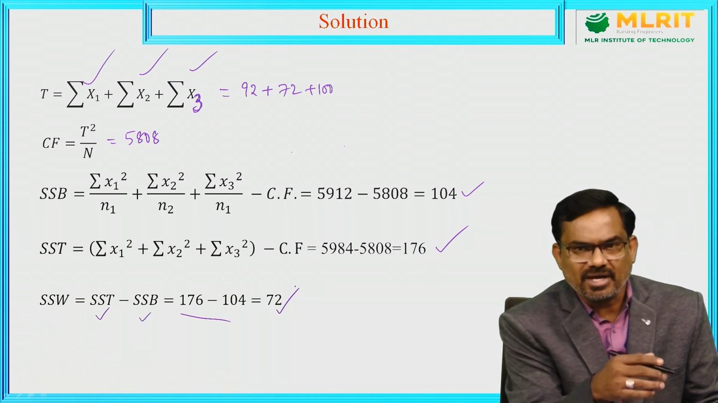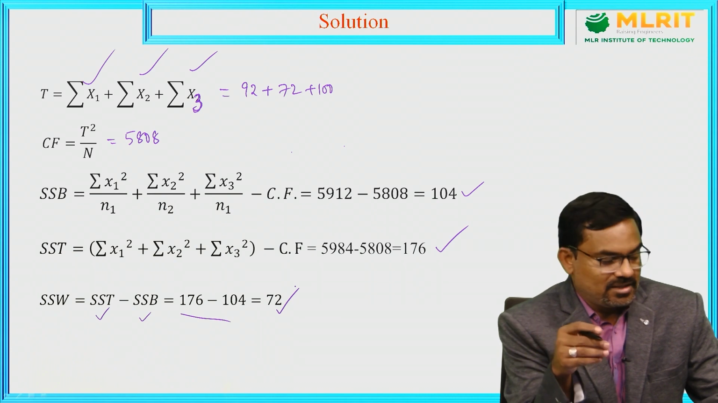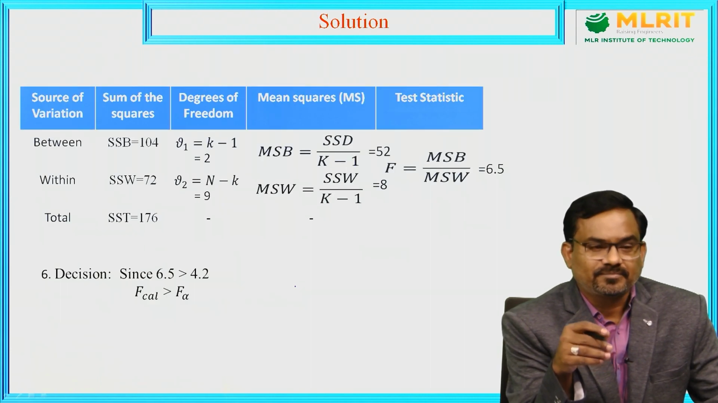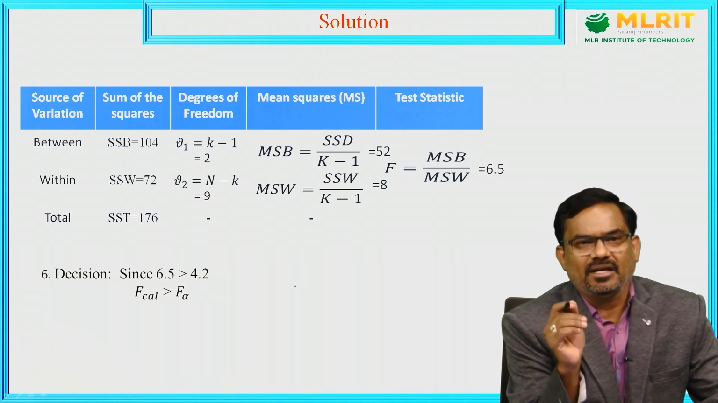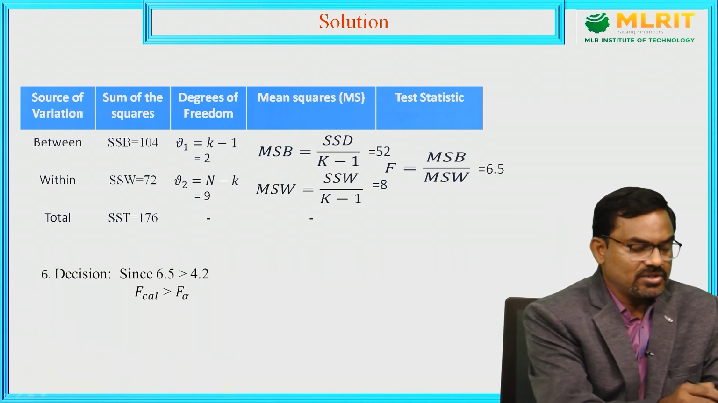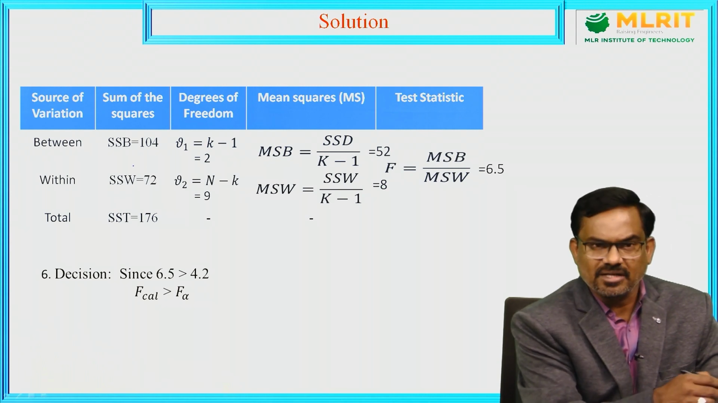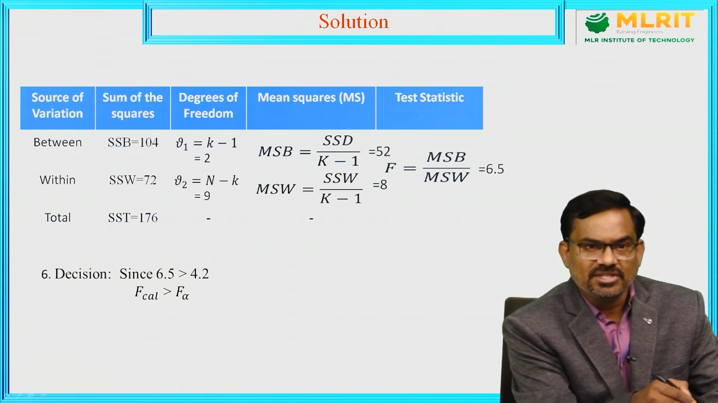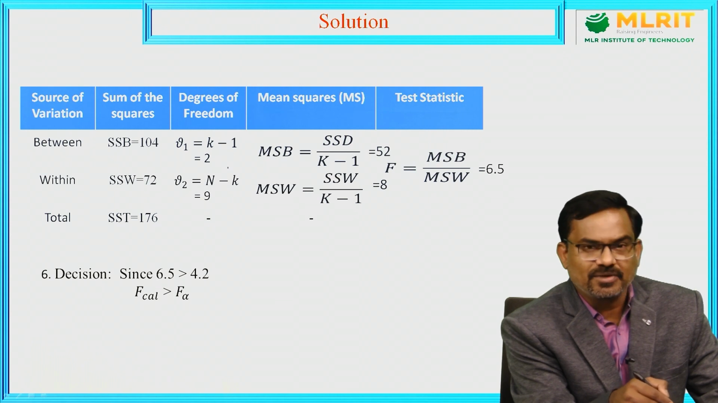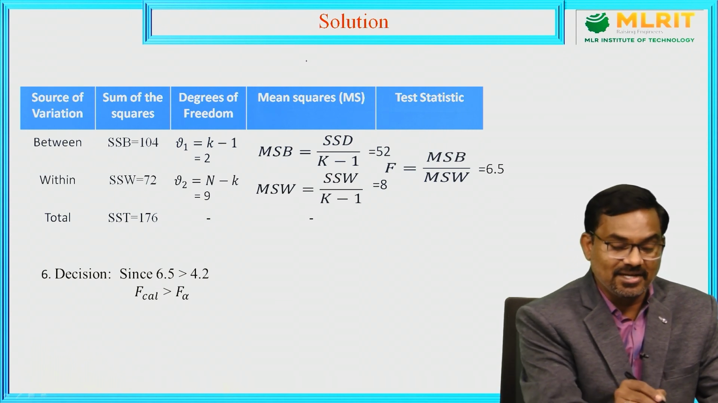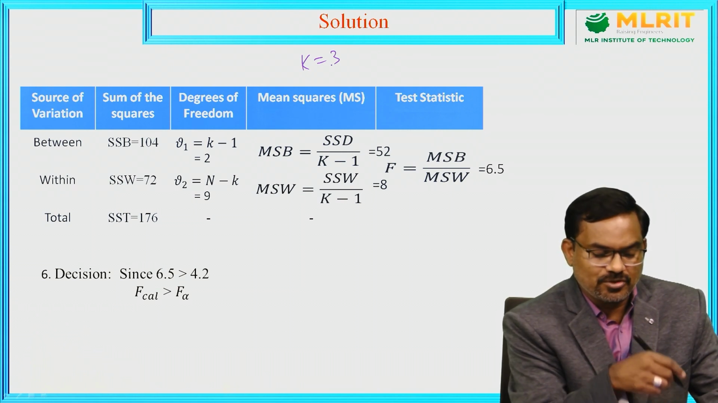So, first we need to calculate all these values which are to be used in the calculated value of F. Now, let us construct the table. If we construct this table, this gives the calculated value. The source of variation is between the samples and within the samples, with sum of the squares. Just now we have calculated SSB 104, SSW 72, SST 176, and degrees of freedom nu1 is k minus 1, equal to 2 because there are 3 samples given. So, nu1 equal to 3 minus 1, 2 degrees of freedom.